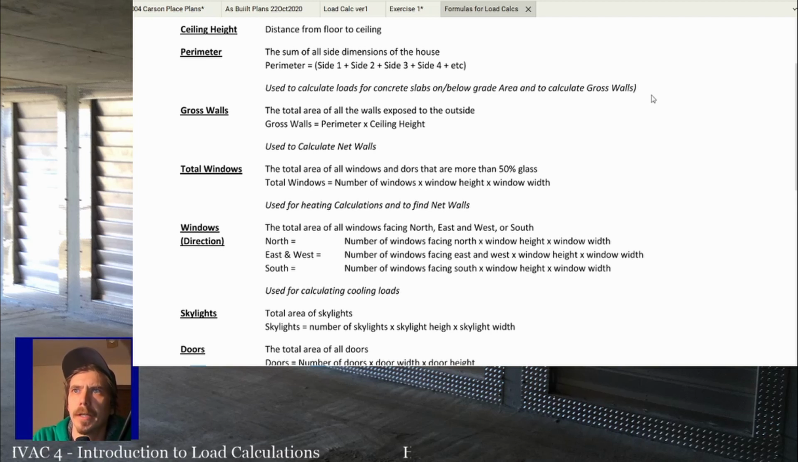That's used to calculate loads for concrete slabs. So if we have a concrete slab on grade under area, when we get to load calcs, you'll input the perimeter. You won't input the area. So that's just a side note to keep in mind. It's just a kind of a look ahead on something you'll need to remember down the road a little bit.